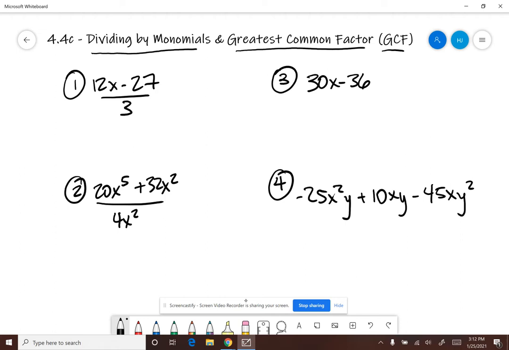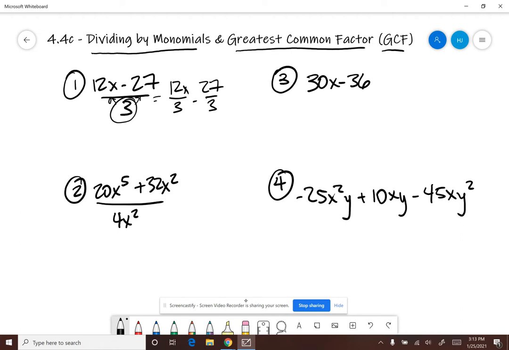We've got 12x minus 27 divided by 3. And I want you to understand that a fraction is nothing more than a division problem. The other thing I need to make sure you understand, and one of the reasons I wanted to look at this example, is that this 3 really applies to both of these terms. This could just as easily have been written 12x over 3 minus 27 over 3. A fraction can be broken down like that as well, and that 3 applies to both of these terms.